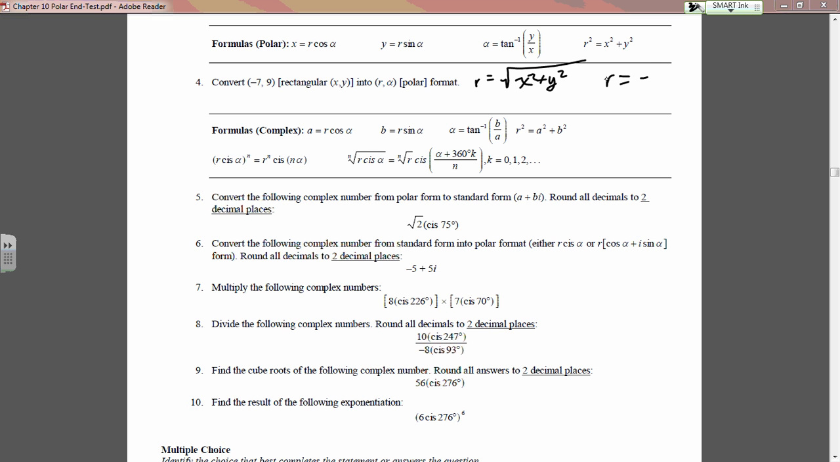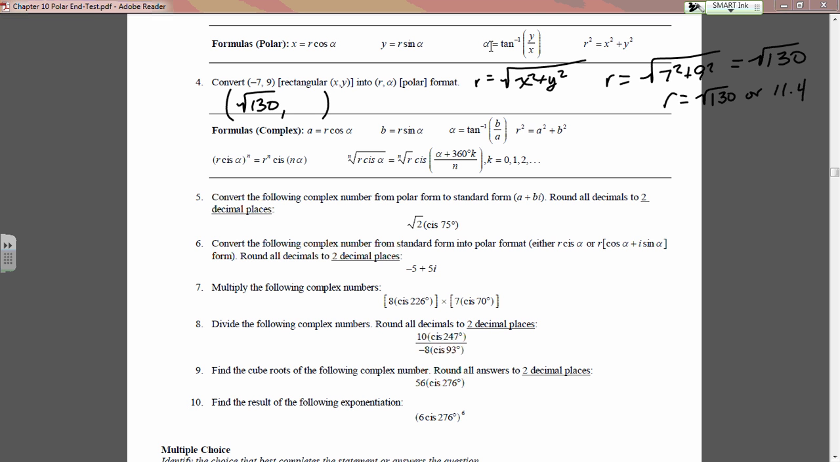So r is going to equal the square root of 7 squared plus 9 squared, which equals the square root of 130. Now, you can either leave r as the square root of 130, because that is simplest radical form, or you can give me a decimal, which will be 11.4. I'll take either answer as correct. So this is going to be the square root of 130. Alright, that's our radius, comma, now we got to find our angle.